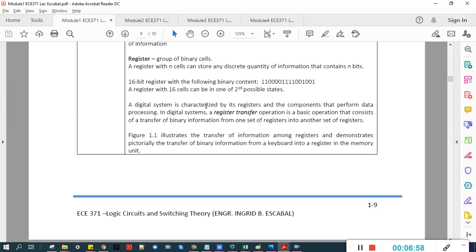A digital system is characterized by its registers and the components that perform data processing. In digital systems, a register transfer operation is a basic operation that consists of a transfer of binary information from one set of registers into another set of registers. So that is what composes a digital system. It is just a register transfer operation. We're just transferring binary data from one register to another.